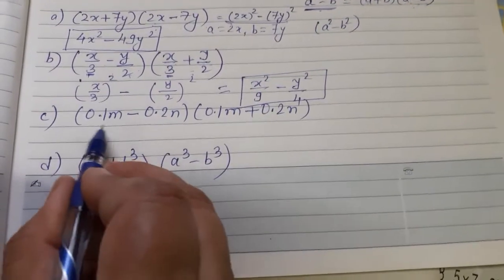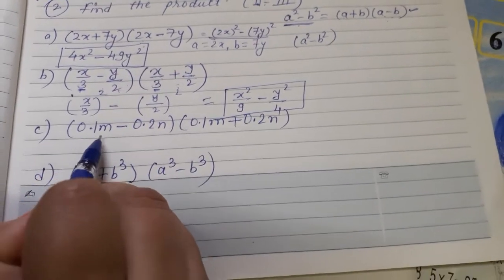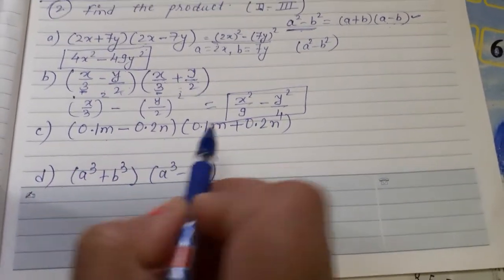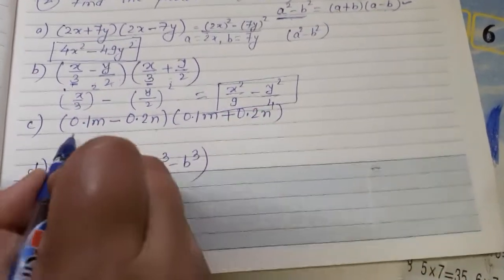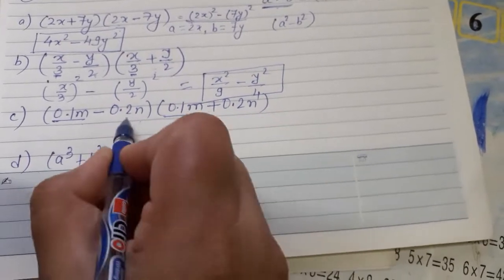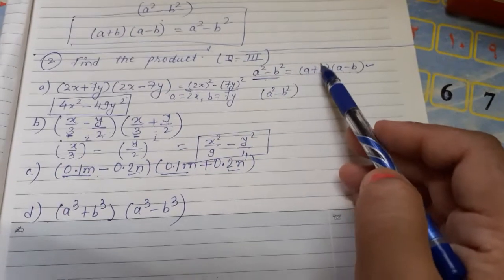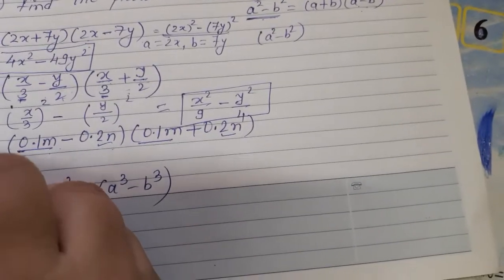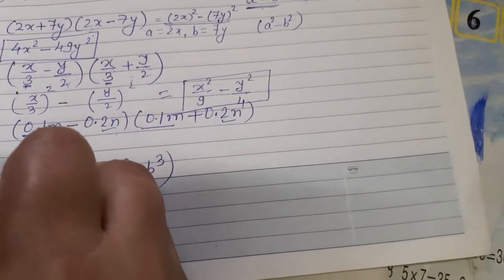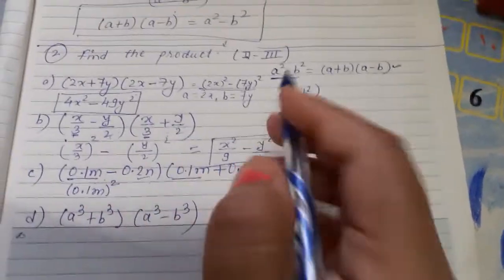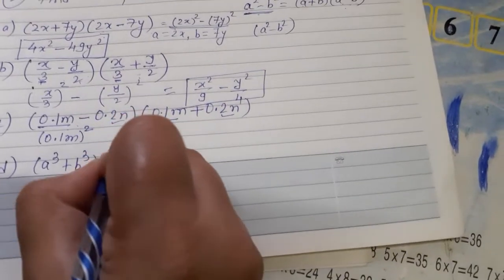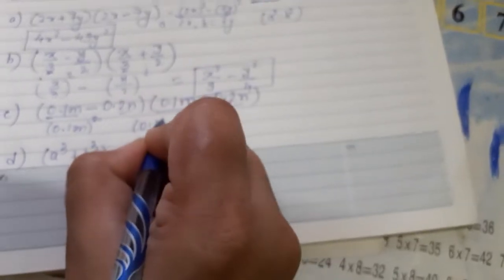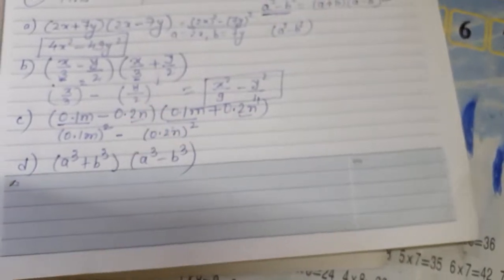Now what about these decimal fractions? 0.1 m minus 0.2 n into 0.1 m plus 0.2 n. Again we are getting the same terms but with opposite operations, means we have to use identity third. So what is the value of a here? It is 0.1 m, and in the answer what we will write? 0.1 m whole square, then 0.2 n whole square and minus sign.